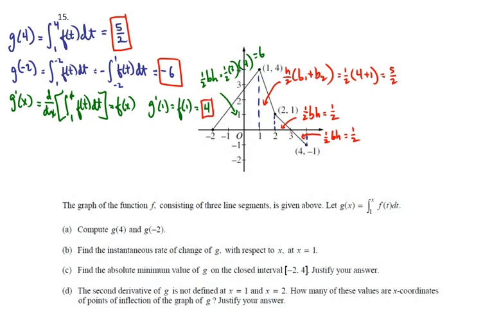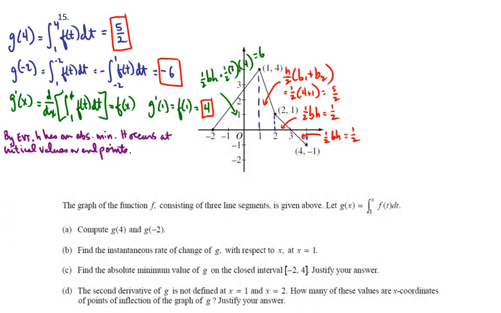Alright, now in part C, we're looking for the absolute minimum value from negative 2 to positive 4. And we want to justify our answer. So since we're looking for an absolute min, I'm going to invoke the extreme value theorem, which states that a continuous function on a closed interval always has an absolute min and max. It will occur at critical values or endpoints. In this case, the critical values will be when g prime of x changes sign. Since g prime of x is f of x, it changes sign only at 3. So we know that the absolute min has to occur at one of these values.